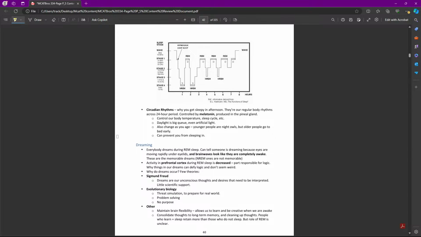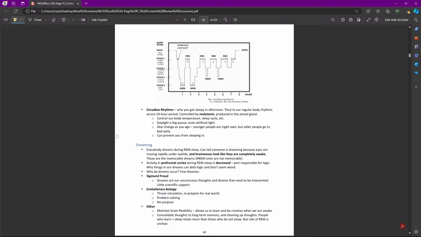Circadian rhythm: why you get sleepy in the afternoon. These are regular body rhythms across 24-hour periods controlled by melatonin, produced by the pineal gland in our brain. So, it controls our body temperature, our sleep cycle, etc.